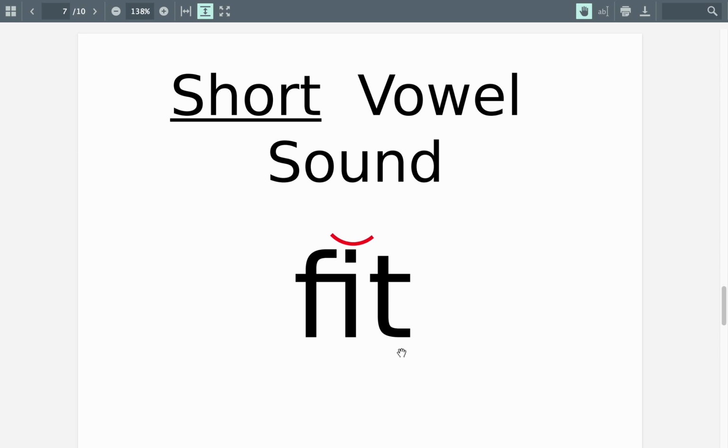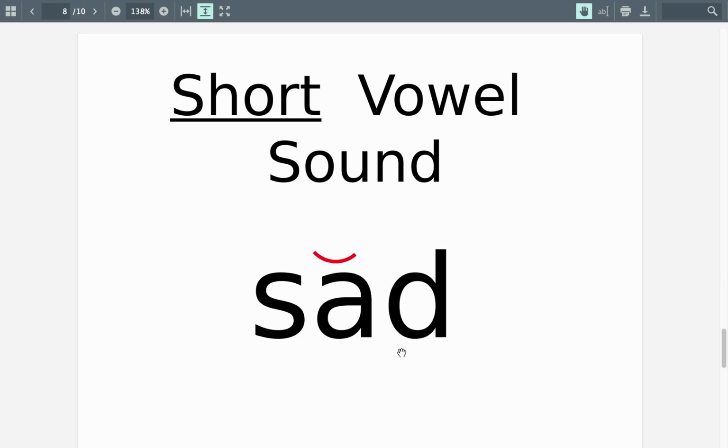All right. Let's take a look at this word that also follows the short vowel rule. I can see the letters S, A, and D. I want you to think in your mind, what is the vowel in this word? If you said A, you're correct. And now take a look. After the vowel, is it followed by a consonant? Is D a consonant? It sure is.